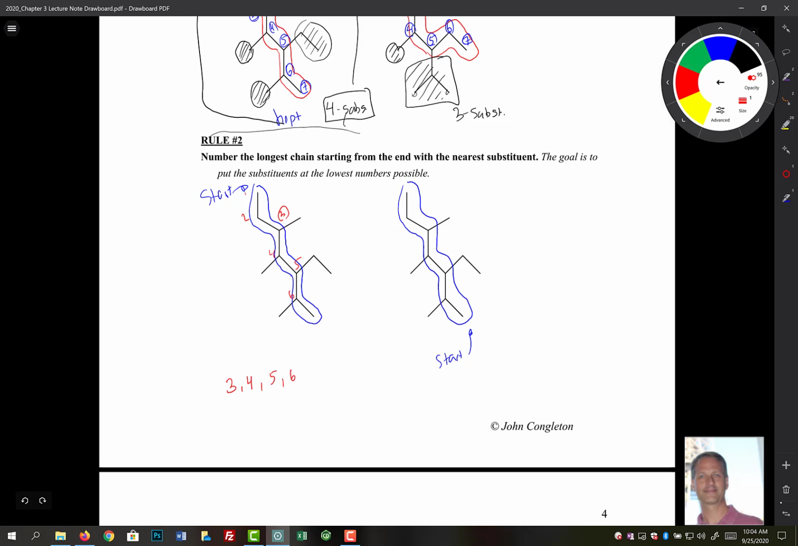Now if we number it down this direction, we get 1, 2. So we get a 2, and then a 3, and then a 4, and then a 5. So comparing these two sets of numbers, I think you can see pretty quickly, right? We have 3, 4, 5, 6, and 2, 3, 4, 5. It's the first number that we are concerned with. So we're not doing any weird math where we add up the numbers and get the smallest sum or something like that. The fact that 2 is less than 3 means that we want to number it just like this.